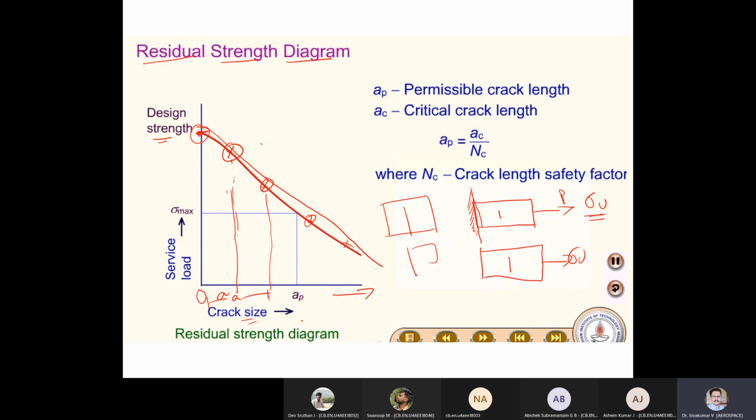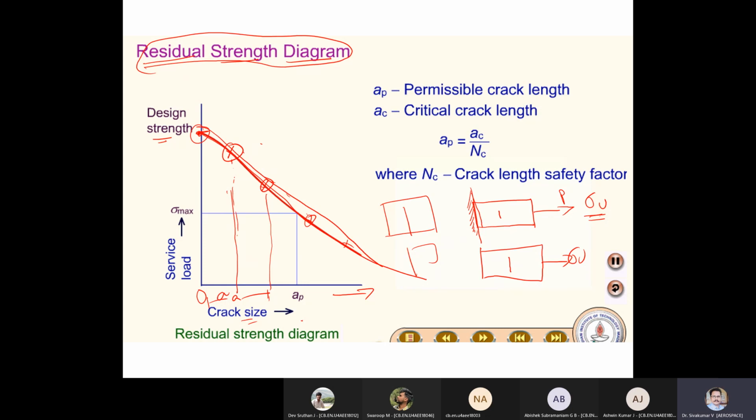So on every occasion, if I take the ultimate strength when the material is failing, definitely it will come like this. So I'm mapping with respect to crack length and failure. So the graph is like this. So I have got the residual strength diagram. Residual means what? When the crack is there, how much strength remains compared to my original.